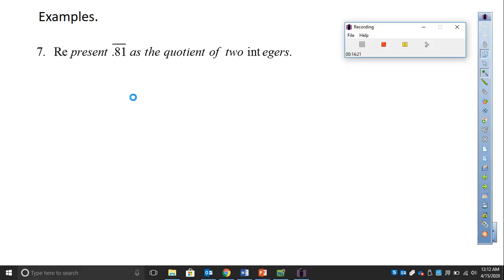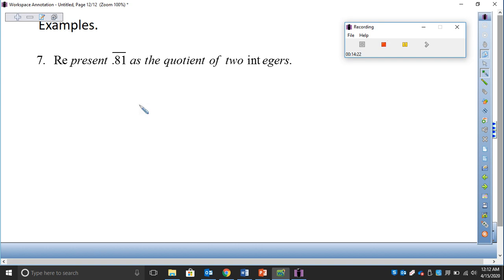Another example of using the infinite geometric series formula is this example right here. It says represent 0.81 repeating as the quotient of 2 integers. And the quotient of 2 integers, I think we've talked about this a time or two in the year so far, is just a fancy way of writing a fraction. So to change this to a fraction, I think you guys have probably learned it or at least seen it somewhere in another math class, maybe in middle school or somewhere.